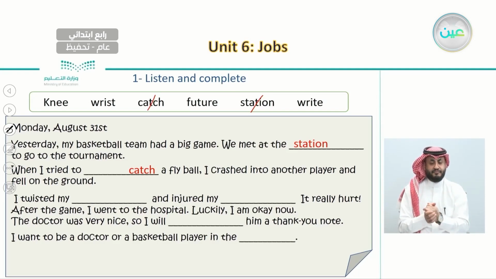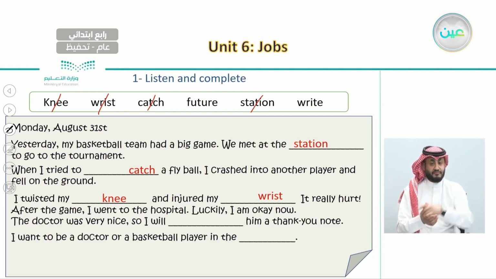So, I twisted my, what did the speaker say here? He said that I twisted my knee, and also I injured my wrist. Very good. So here we have two words to cross from the list. I twisted my knee and injured my wrist. It really hurt because he's trying to catch a fly ball. And after this, he went to the hospital and he was okay and he likes the doctor. He said he was very nice.